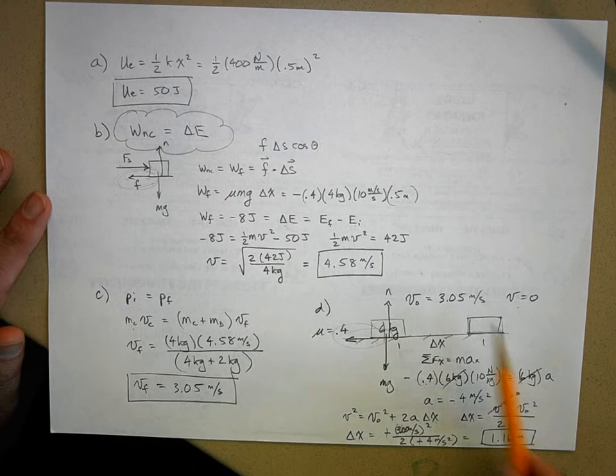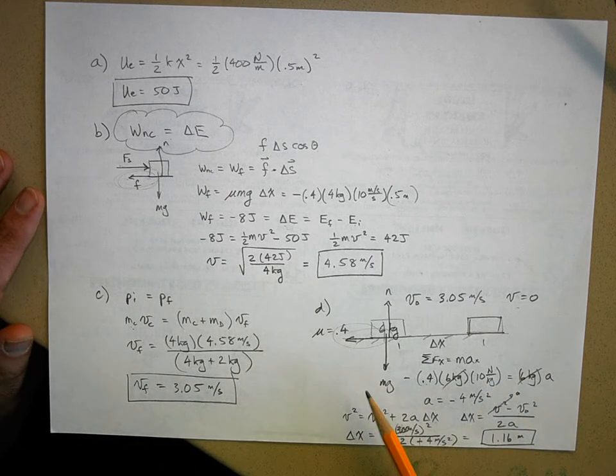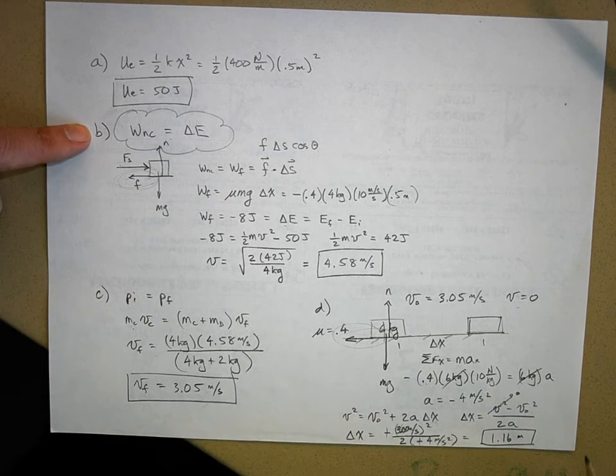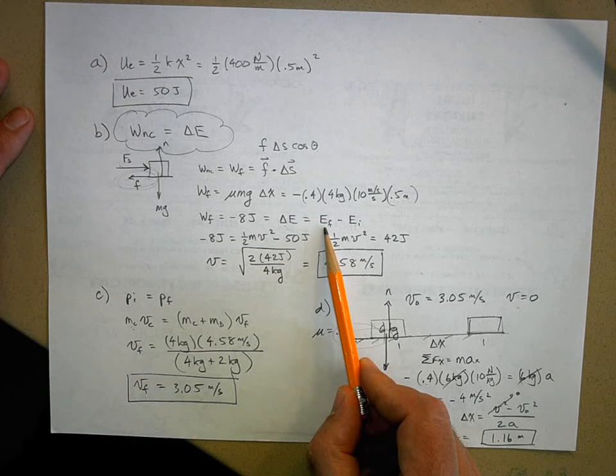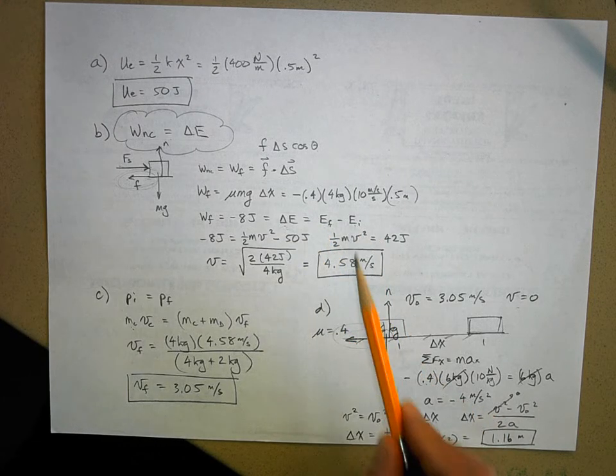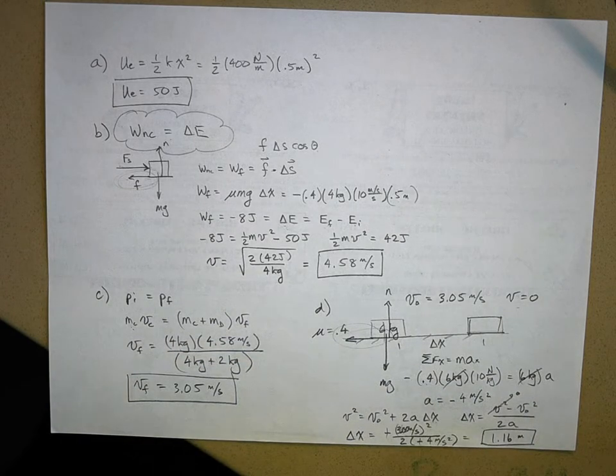This you could have solved, by the way, the same exact way we did part B. Except what's different is that the final energy is 0, and then this is the force of friction times delta x, and so on. And I think they did that for you in the solution guide. So look that over.